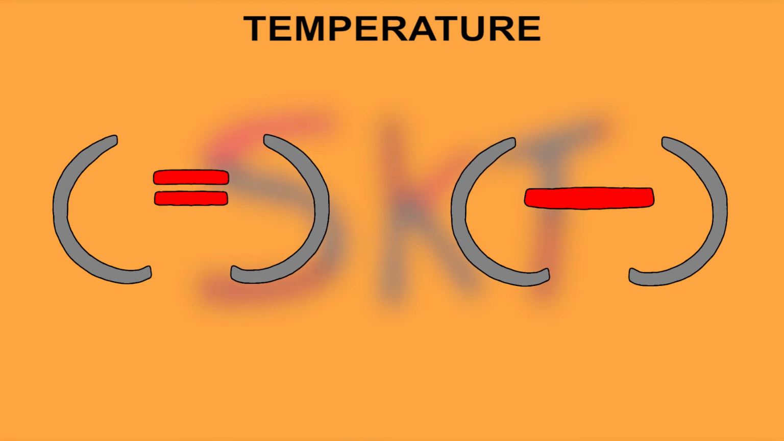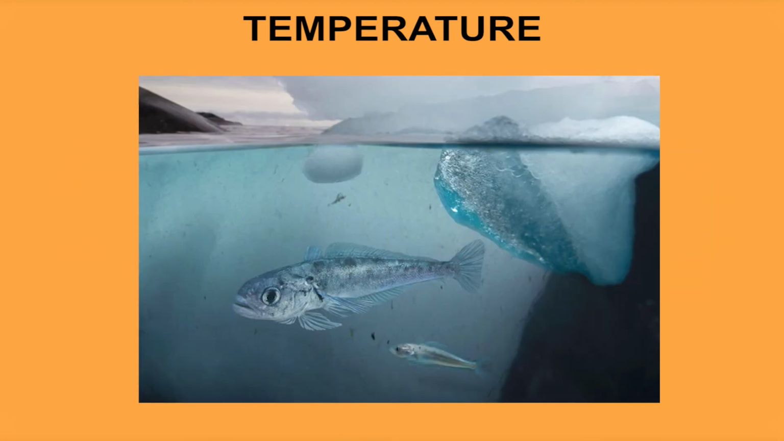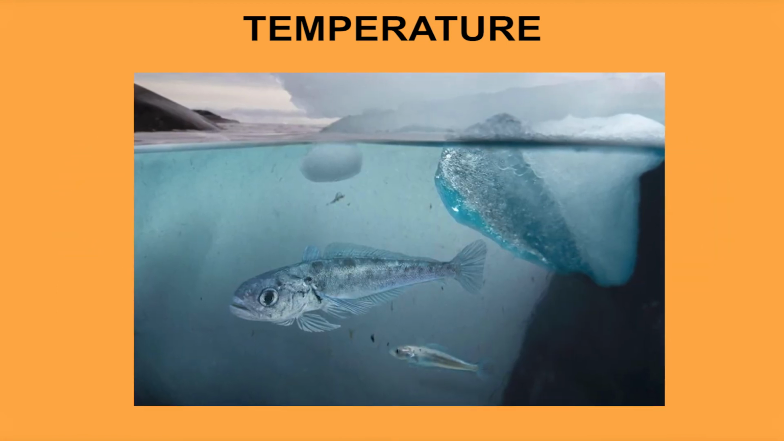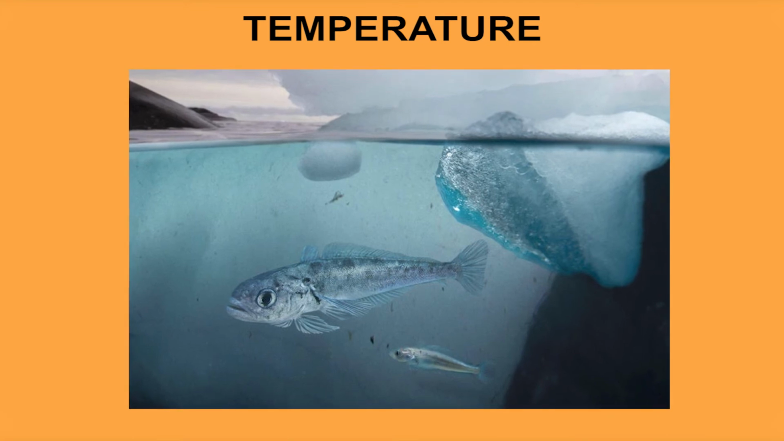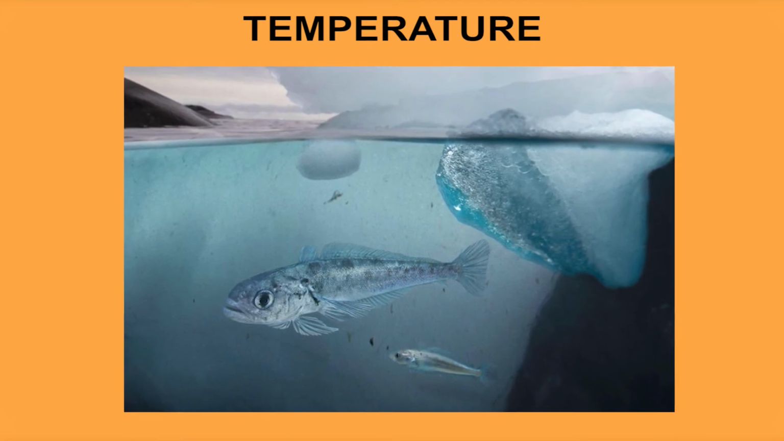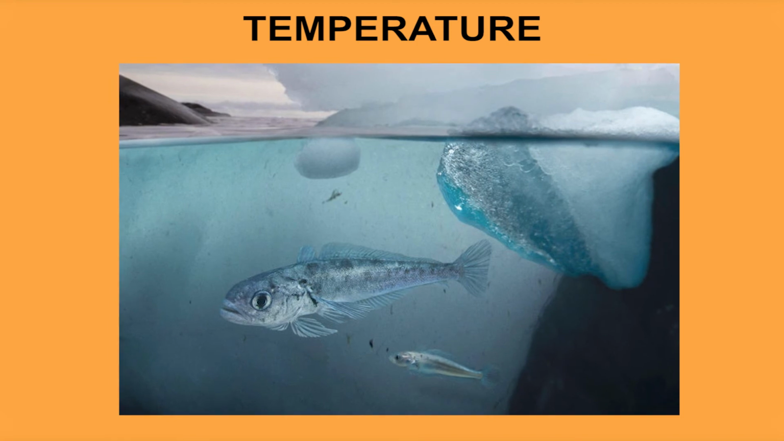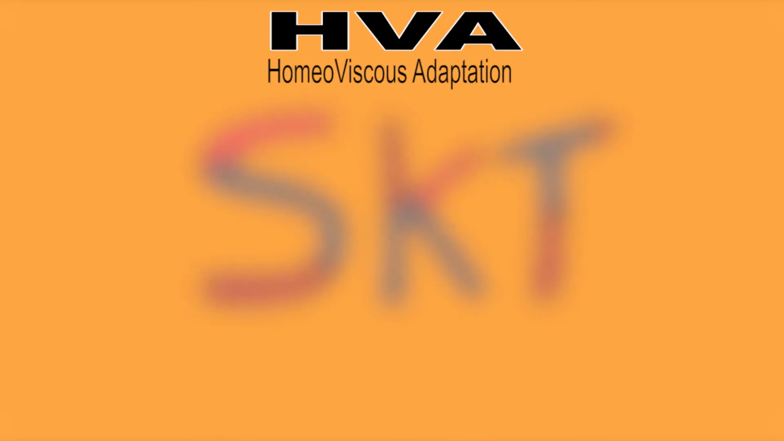And that's the reason why the fish living under the Antarctic water have more unsaturated fatty acids in their plasma membrane when compared to fish living in non-Antarctic zones. This key cellular response or evolution is called homeoviscous adaptation or HVA.